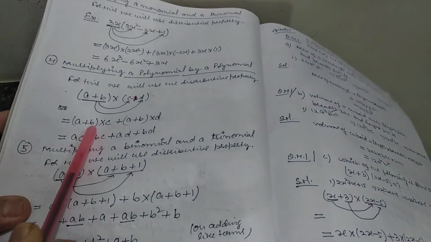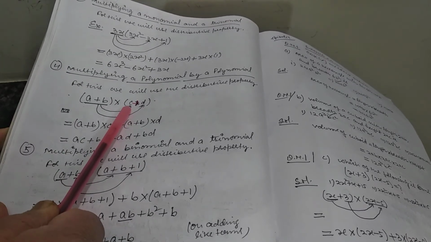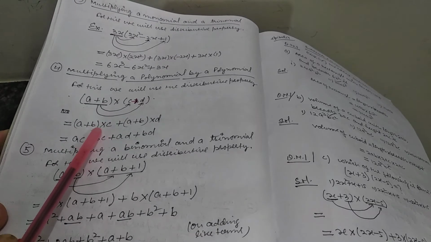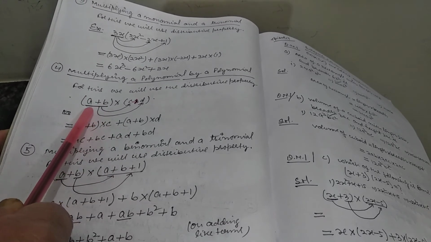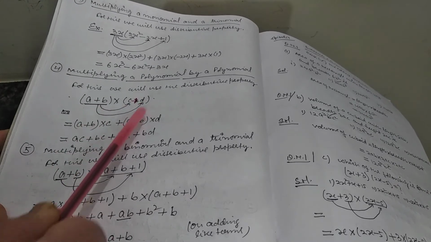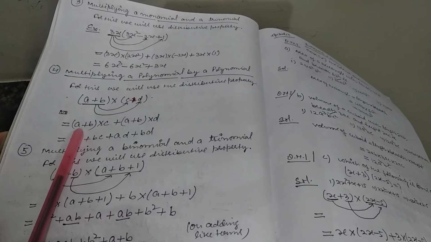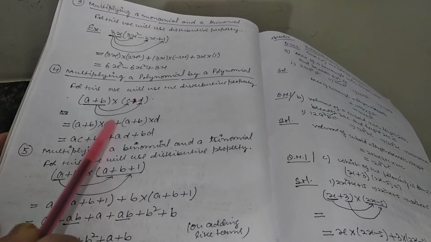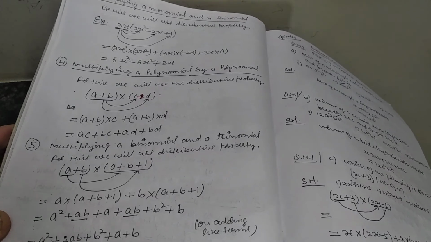So now we will take this a plus b, which will first be multiplied by c, then it will give a plus b within bracket multiplied by c, plus now we will take this a plus b and we will multiply it by d. So a plus b multiplied by d. So now if we further multiply it, this will give AC plus BC plus AD plus BD. So this will be the result.